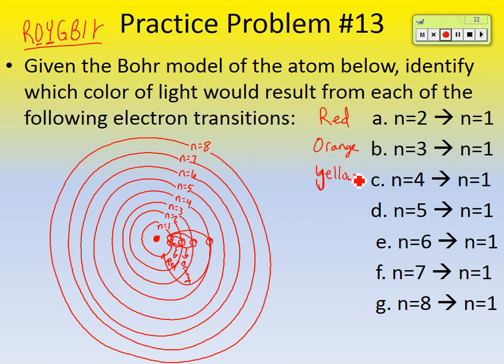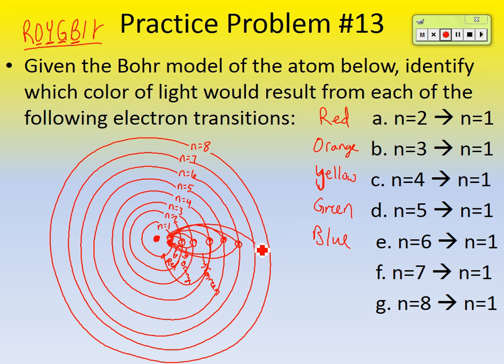Okay. D. Now you're going up to the fifth energy level. Comes back down. What color of light? This is going to be green. Okay, and that's the next most energetic color. What about if you go up to the sixth and then it falls back down to ground state? What color? Blue.